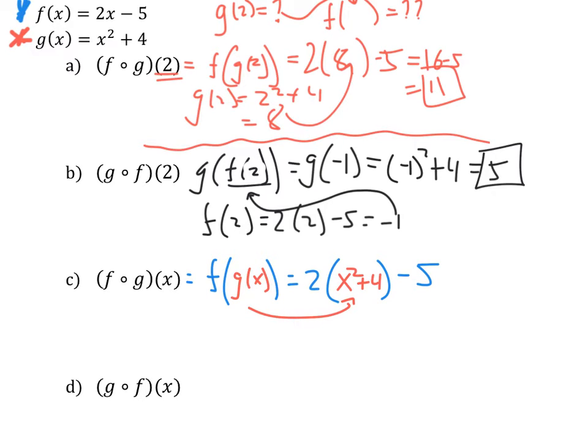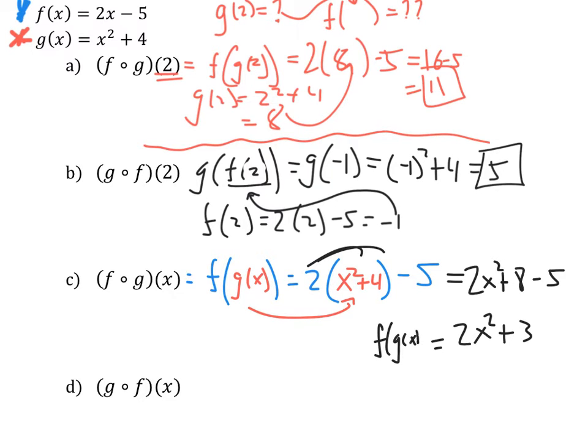So now we have an expression here that we can simplify, and we'll get a new expression. And so that becomes, when we distribute here, distribute our 2, we get 2x squared plus 8. And we got the minus 5 that we had. And now we can clean that up, and we get 2x squared plus 3. And so that is f of g of x, or f composed with g.